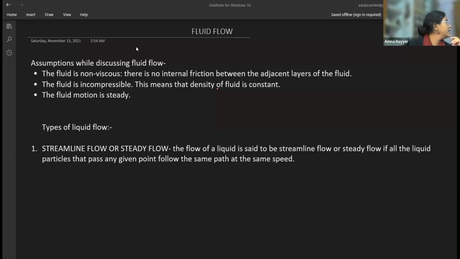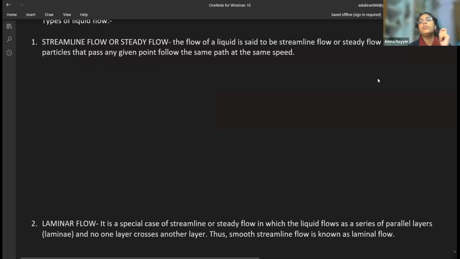Steady flow, let me tell you. Let me be clear with this. The types of liquid flow. The steady flow, which I was mentioning, has one more term, which is known as streamline flow.